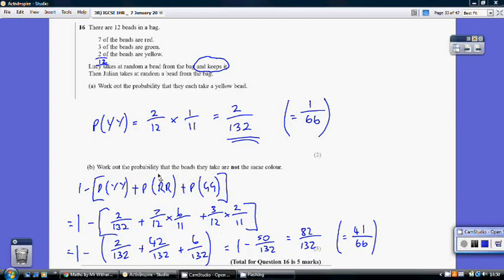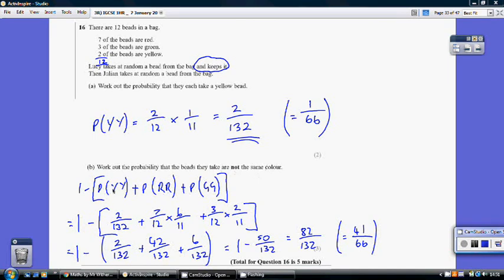Part B. Now, work out the probability that the beads they take are not the same colour. So you could work through all the various combinations to get different colours, but a quicker way is to just work out what we don't want. So what we don't want are where they are the same colour. So let's go and work out the probability of a yellow and a yellow, a red and a red, and a green and a green.